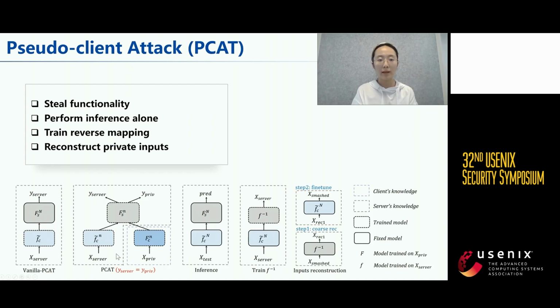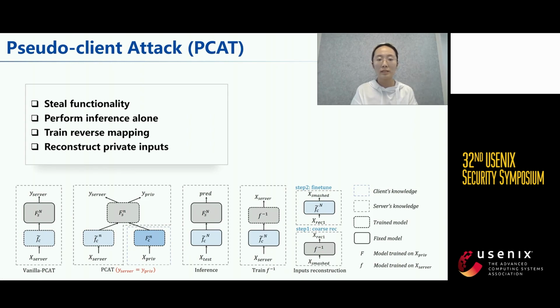Once the pseudo-client achieves similar functionality to the victim client, it can replace the victim client and perform inference without the victim client's cooperation. Then, using the pseudo-client model and the smash data of the client model, the server can reconstruct the private inputs of the client by learning a reverse mapping, as well as their corresponding labels.